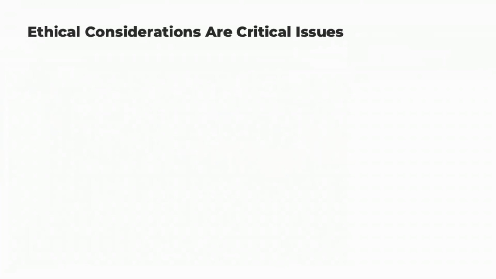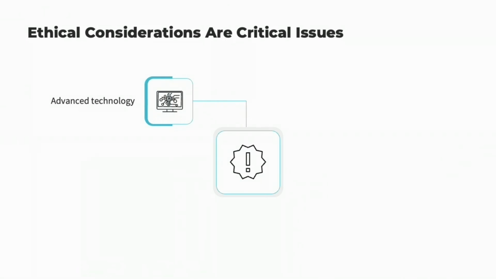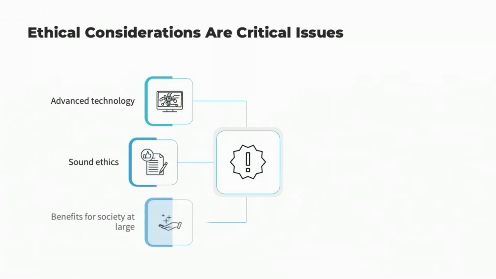The ethical considerations and biases in AI are critical issues that must be addressed to ensure the responsible development of AI models. By acknowledging and actively working to mitigate these concerns, the field of AI can evolve in a manner that is not only technologically advanced, but also ethically sound and beneficial for society at large.